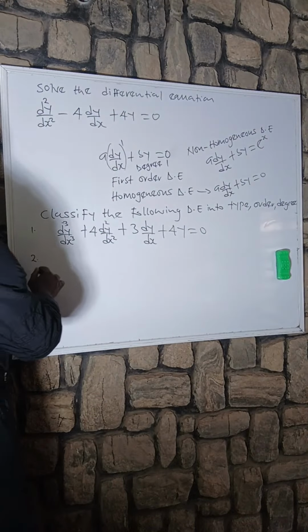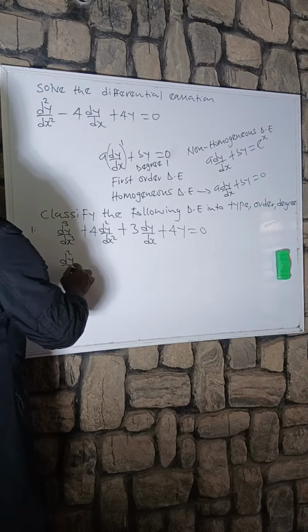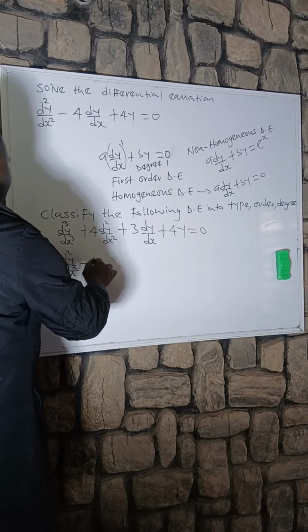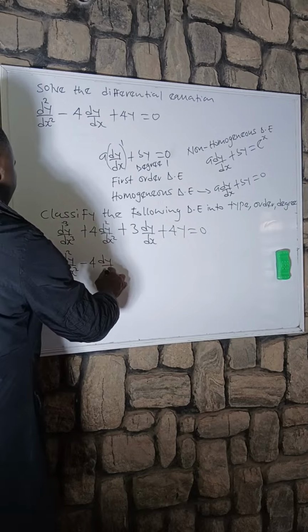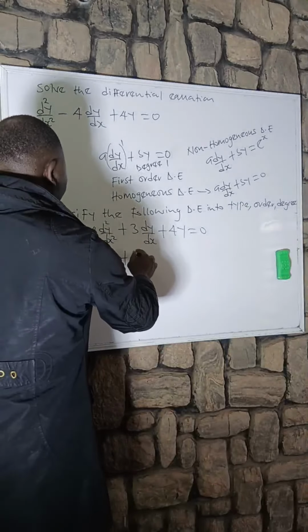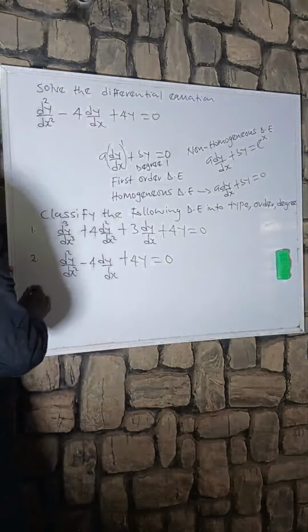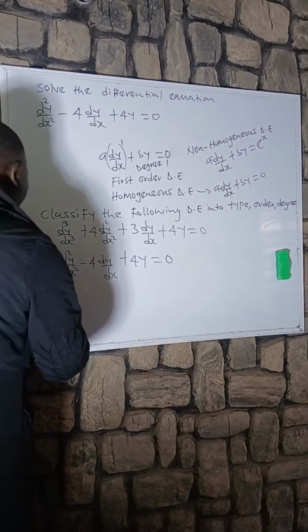Then 2: d squared y over dx squared minus 4 dy over dx, sorry, plus 4y equals 0. Then 3.